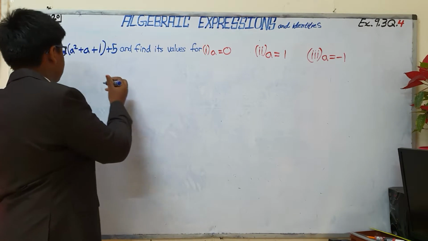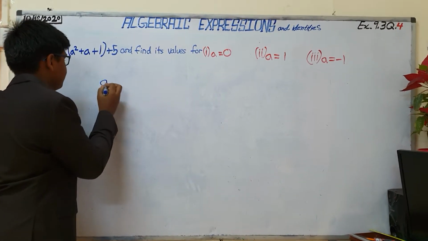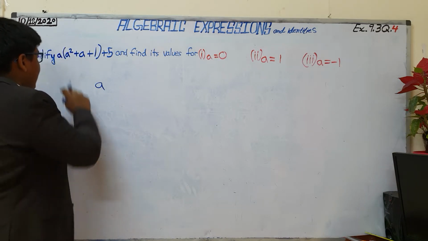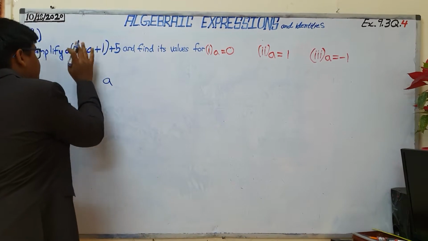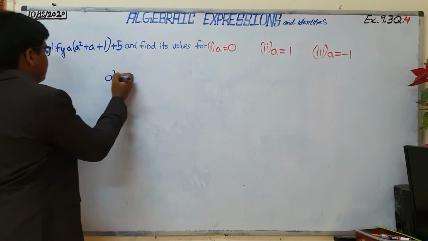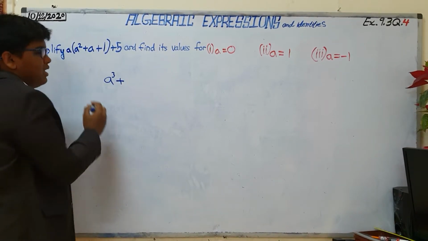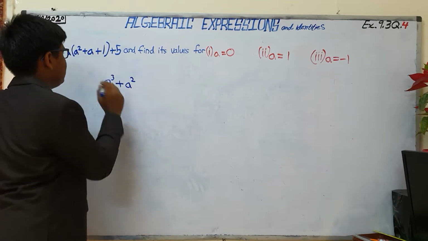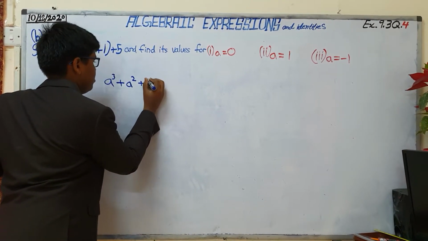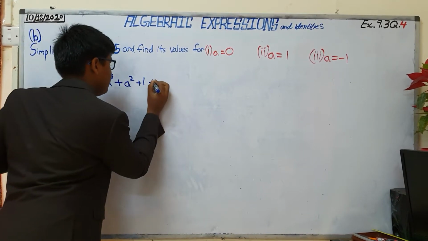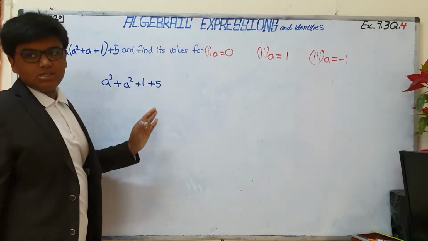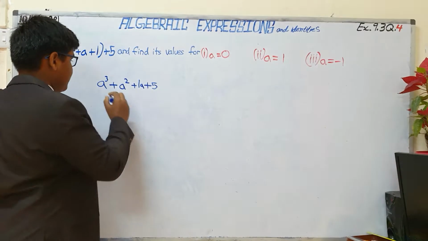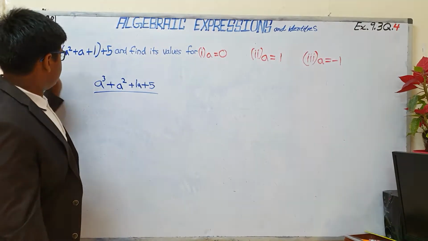So let's find the simplification of this expression. Now a into a squared, add their powers. A into a equals a, with the powers 1 plus 2 equals 3. Then plus, now here a into a equals a. Add their powers, 1 plus 1 equals 2. Now a into 1 equals a. Plus 5. So this is the whole term. Now here we have 1a, because 1 into a equals 1a. So this is the simplification of these terms.